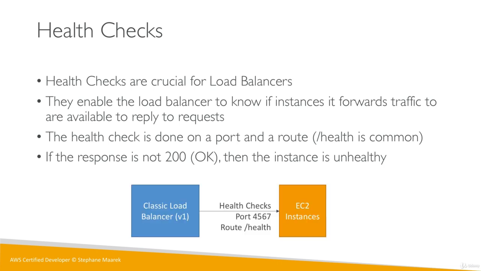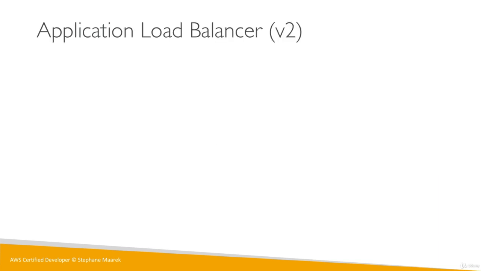So here's what it looks like. We have our load balancer and we have our EC2 instances in the backend. And it will do a health check on port, whatever you want, really. So 4567, but it could be port 80 or whatever you want. And it will ask for the route /health. And that's you who set up these things. If the EC2 instance says, okay, then it's deemed healthy. If it's not okay, it's not healthy, and the load balancer will stop sending traffic to that instance.